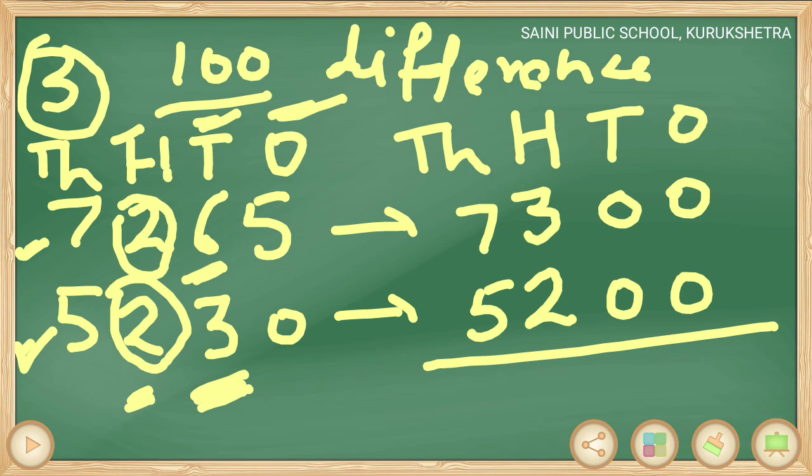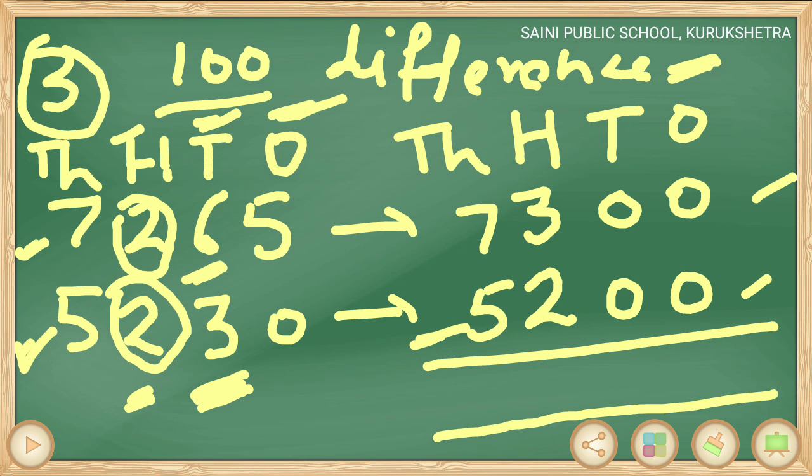Now when we round off 7265 by 100, it will become 7300. And when we round off 5230 by 100, it will change into 5200. Now we want to find their difference. Difference means subtraction. So put a sign of minus here. Now we will subtract these two numbers.